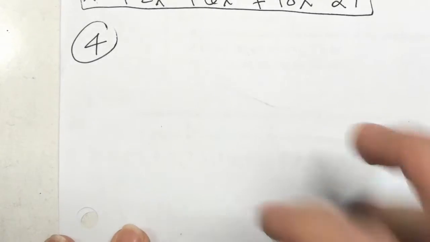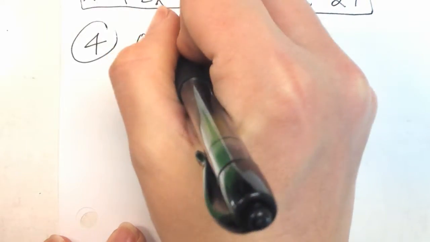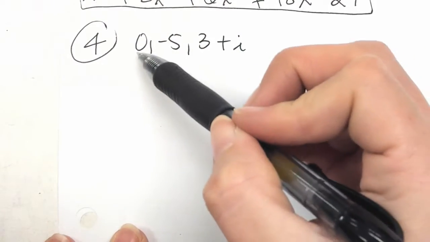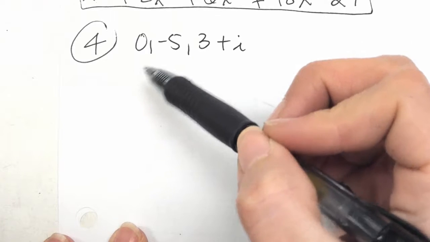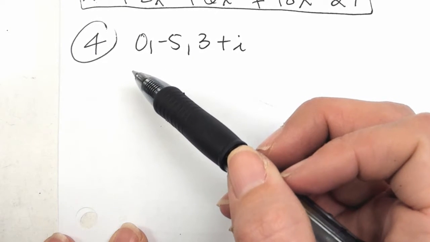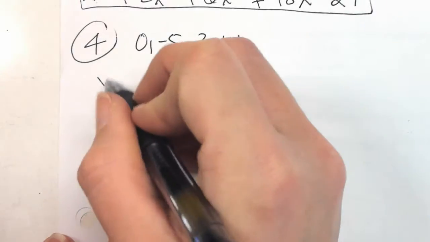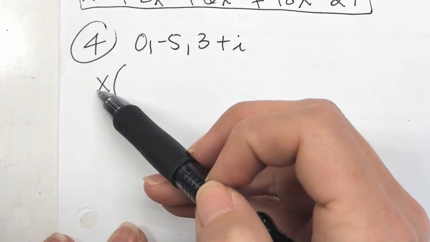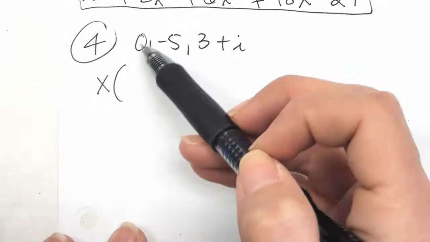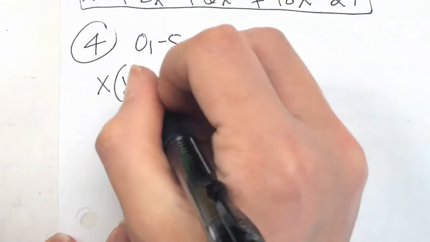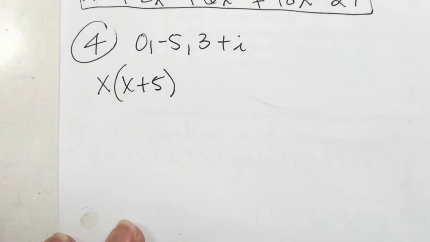Alright, for number 4, I'm going to go ahead and work that one out down here, below this one. So let me go ahead and write this one down. 0, negative 5, 3 plus i. Alright, what would we have to set to 0 in order to get 0? Okay. Just x, right? So let's bring that out front. Again, if we set x to 0, we would get what? 0. What would this negative 5 be? Alright, so we've got those two. The 3 plus i is kind of tricky, so stay with me.